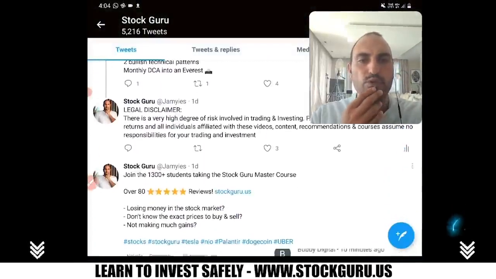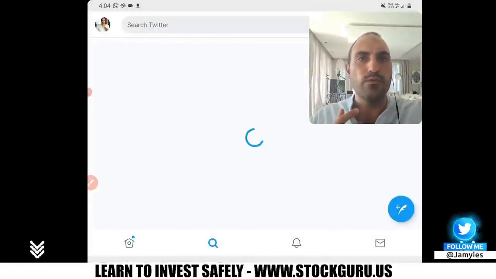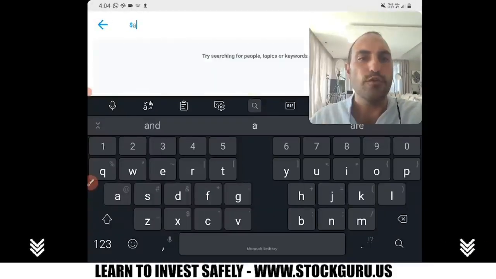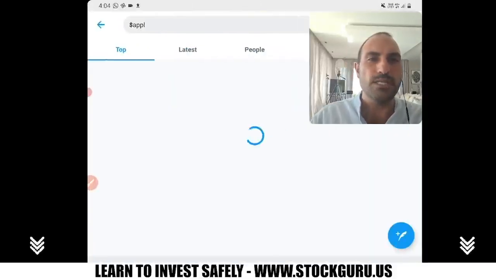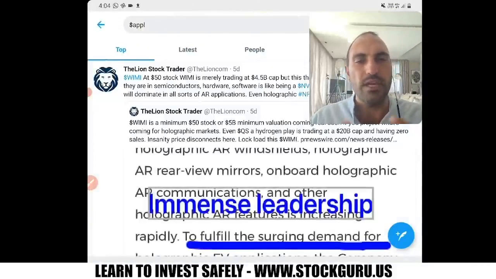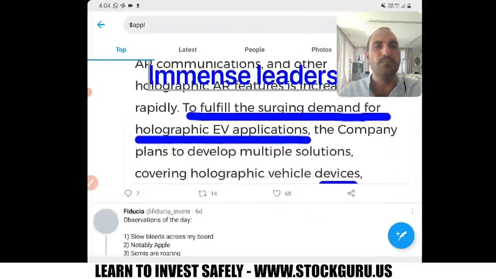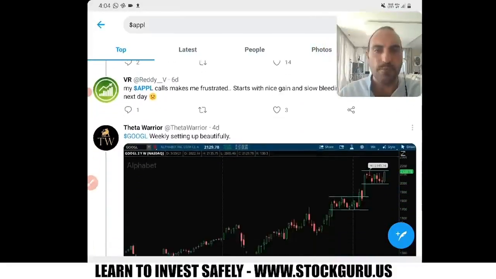There is some quite big news on Uber, but what we use Twitter for is we can use it to research stocks. So we can type in $Apple. You can also follow Tim Cook. You can follow Elon Musk. You can follow a lot of the CEOs of companies, and follow me, Stock Guru, type in there. And then that way you can find information about companies before even the news agencies do.